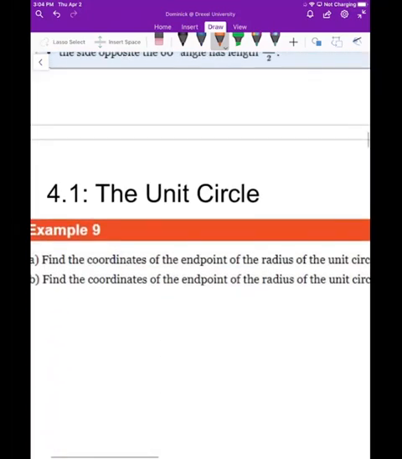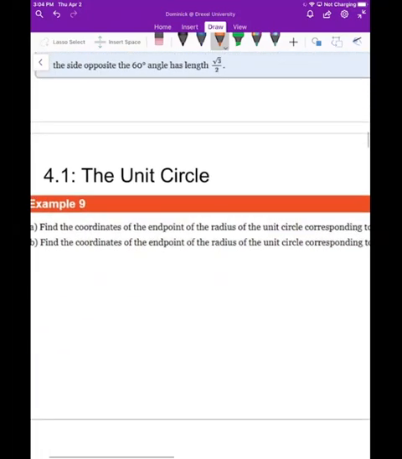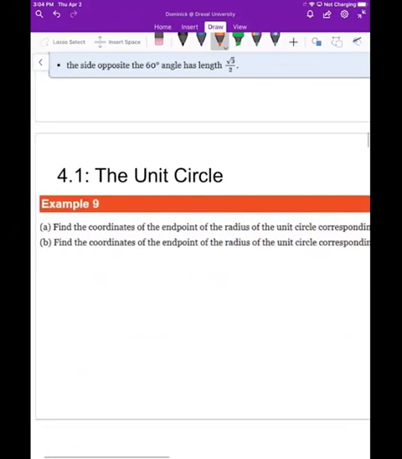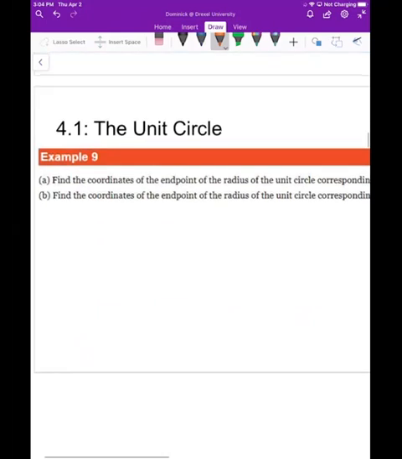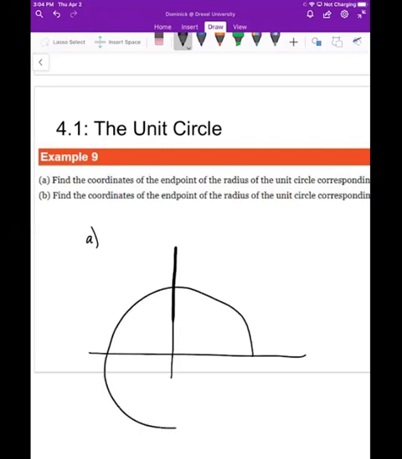Okay, so here's what we can do with this. In part A, we want to find the coordinates of the endpoint on the radius circle that correspond to 30 degrees, and in part B to 60 degrees. So let's do first part A. We'll look at the 30 degrees scenario. Let me get my unit circle on here. We'll all pretend that that's a circle. So 30 degrees looks something like this.